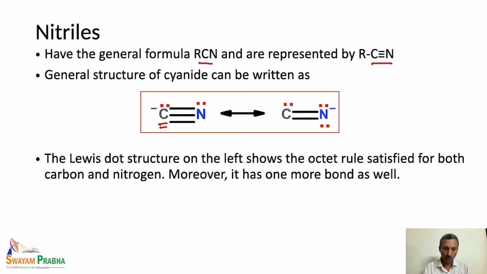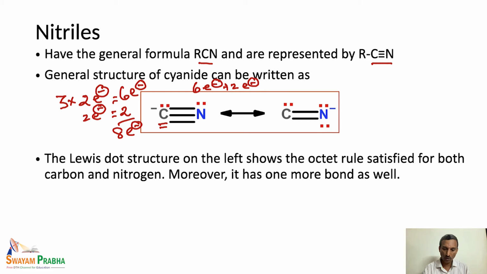and it has 3 bonds. So 3 bonds, each bond is 2 electrons, so total we have 6 electrons, and from the negative charge we have 2 electrons, so total we have 8 electrons on the carbon atom on the left hand side. And if you look at the nitrogen, nitrogen is also having 3 bonds, so 3 into 2, 6 electrons are there, and nitrogen is also having the lone pair, so there are additional 2 electrons. So total, if you look at this, nitrogen also has 8 electrons.